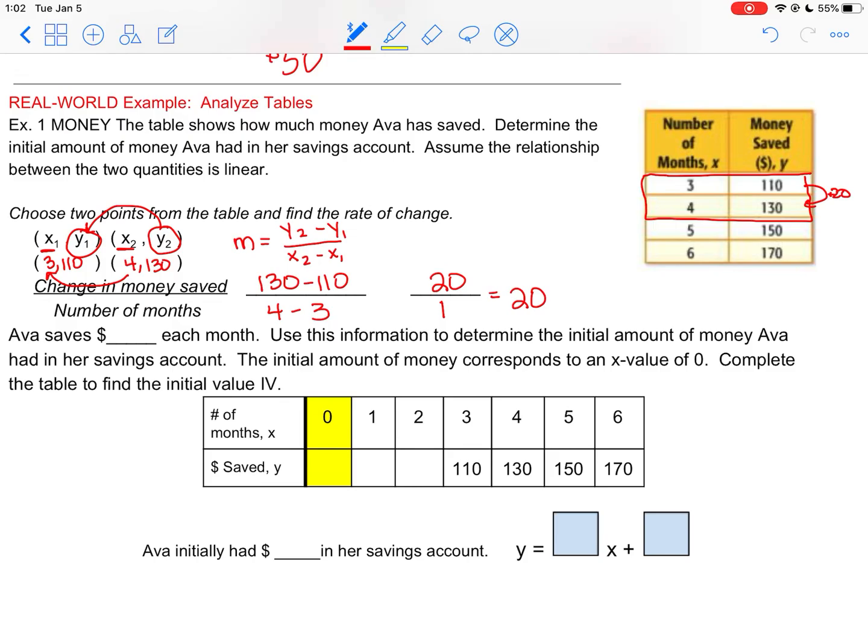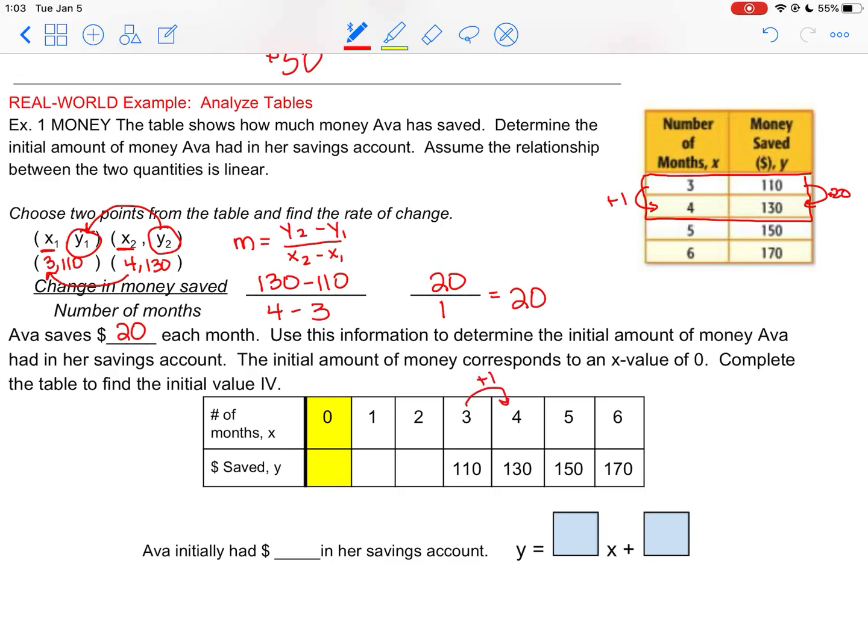So that's using the slope formula, but you also could have used your table and found the change on each side of that table. Either way, we get the same answer, and we find that Ava saves $20 each month. Remember that your rate of change is something that's happening each time. So here it's each month. Now that we know this information, we're going to determine how much money Ava had in her savings account in the very beginning. That's going to correspond to 0 months as an X value.